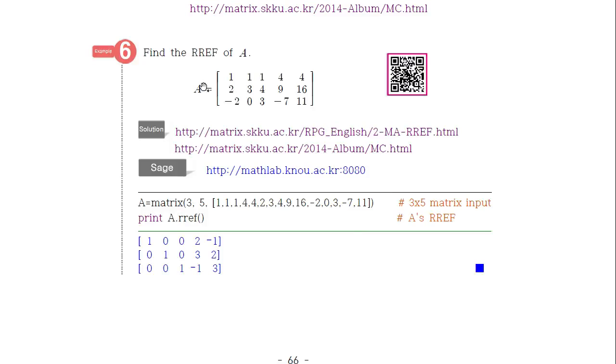Anyway, the next example is to find the RREF of A like this. Okay, find the RREF here.